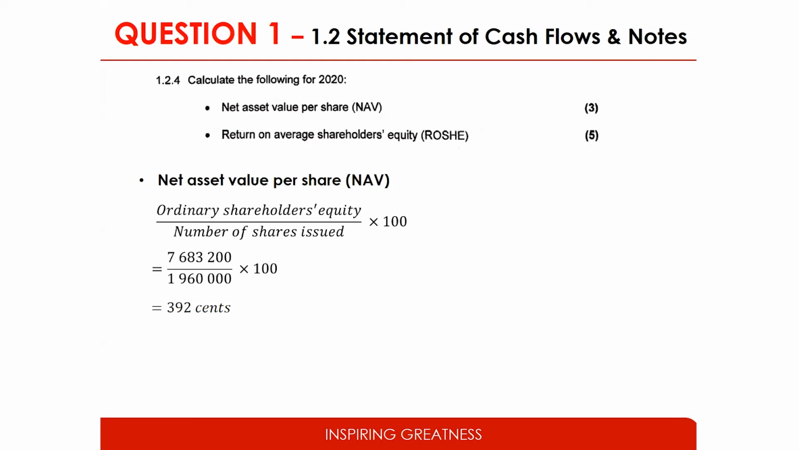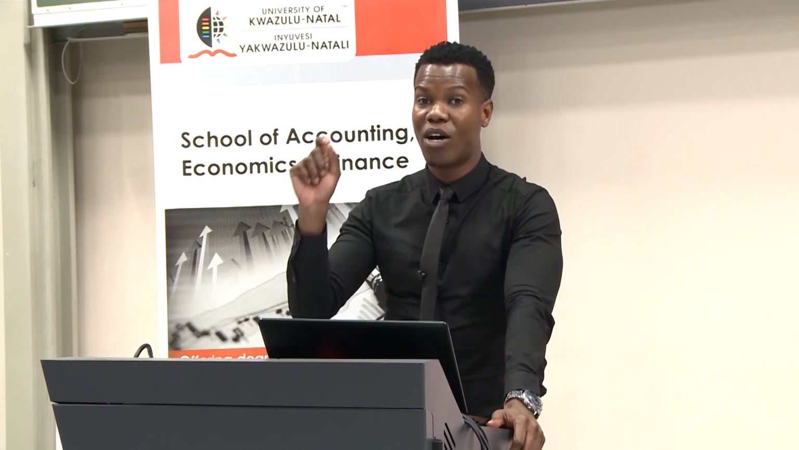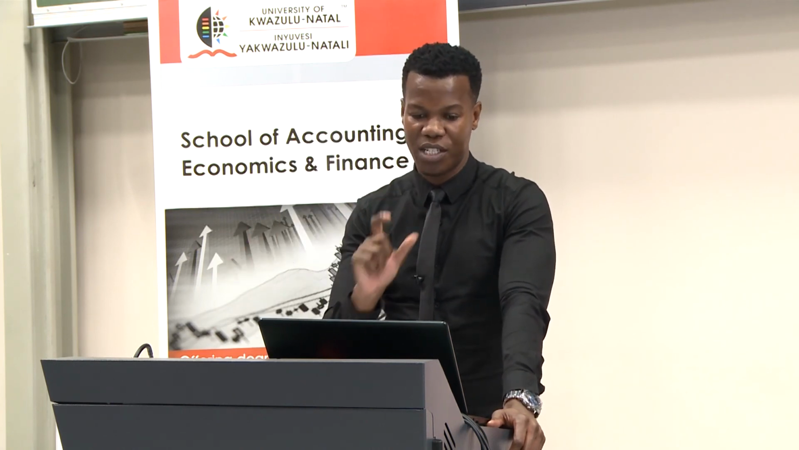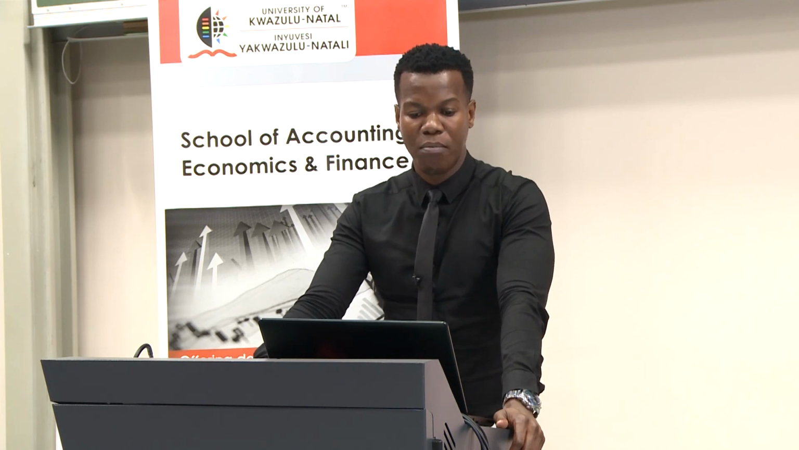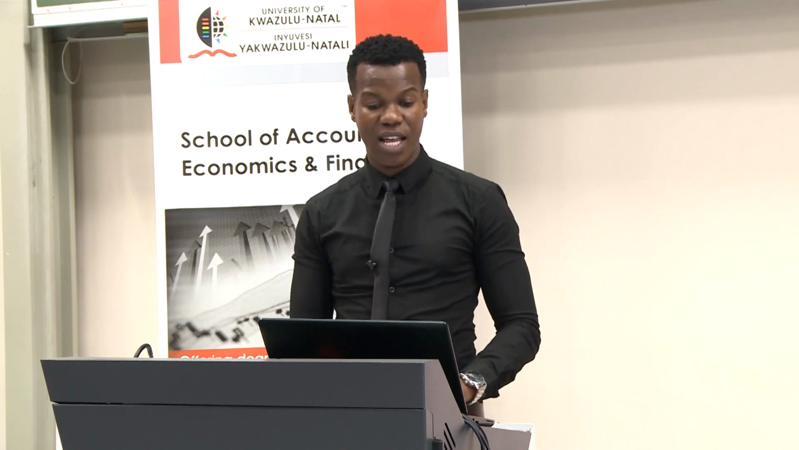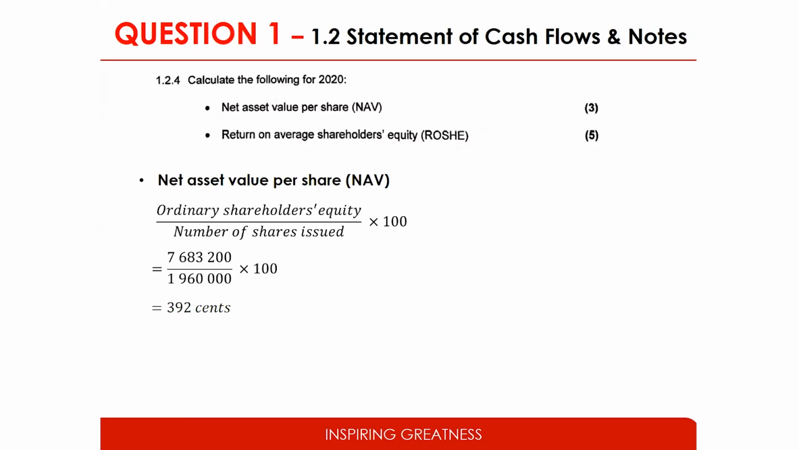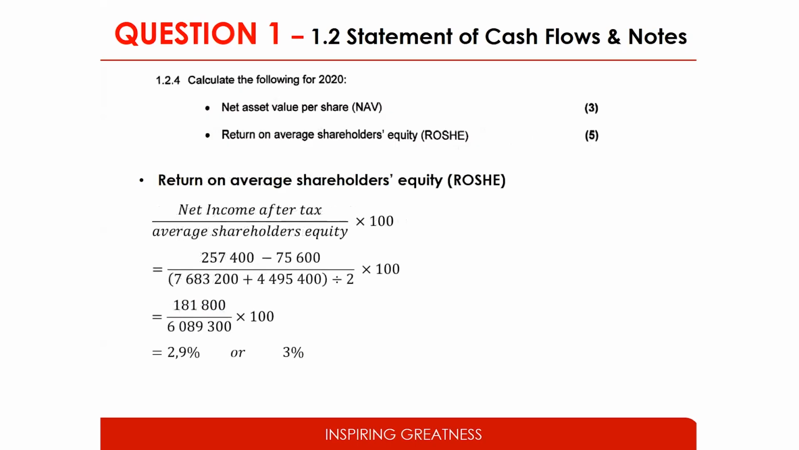using our ordinary share capital of 7,683,200. And then the next thing is you need the number of shares issued thus far. You will remember that we had 1.2 million shares issued. Then we issued other shares during the year. The closing balance of shares, now the number of shares, not the amount, was sitting at 1,960,000. So we've issued 1,960,000 as a business, and our net asset value is 392 cents.